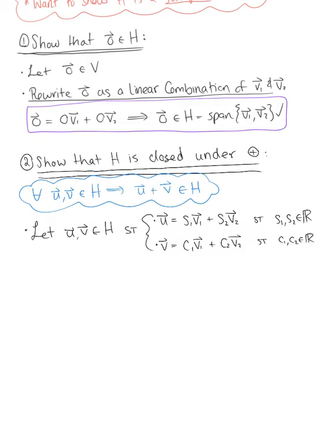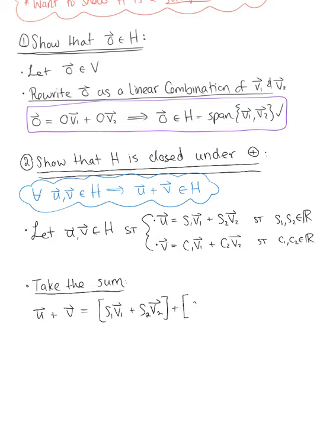So these two vectors, u and v, are in H, defined by the span of vector v sub 1 and v sub 2. So now, let's take the sum. So we have vector u plus vector v is equal to s sub 1 times vector v1 plus s sub 2 times vector v sub 2 plus c sub 1 times vector v1 plus c sub 2 times vector v sub 2.